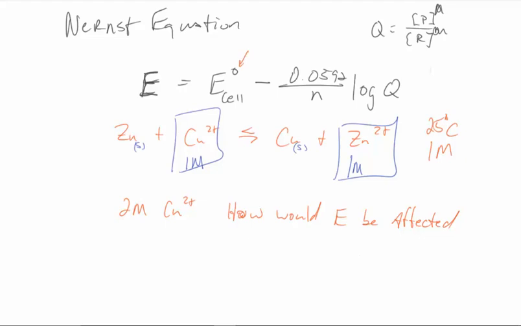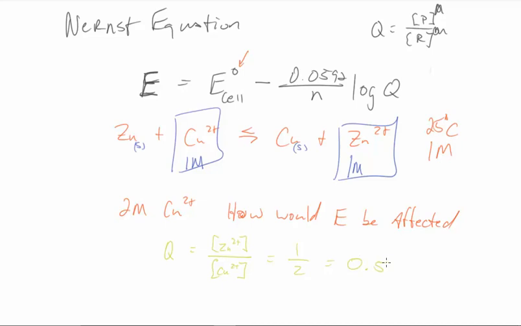So if we take a look at our Q, right, in this particular case, Q would be equal to the concentration of zinc 2 plus over the concentration of Cu 2 plus. Don't forget your ion concentrations there, right? Because zinc's a product, copper's a reactant in this particular case. And so at that point, my Q value is equal to 1 over 2, which is equal to 0.5.